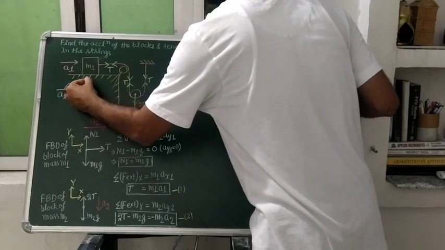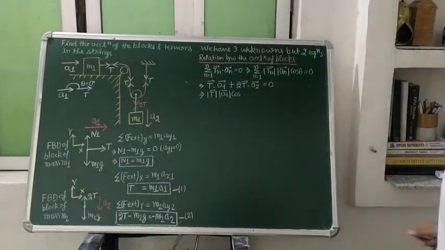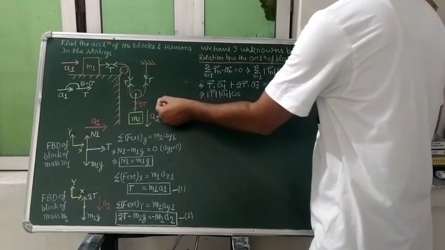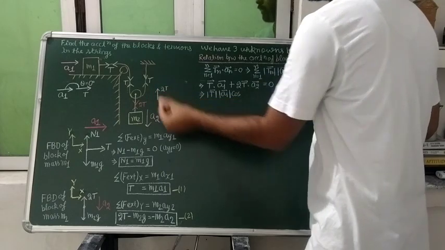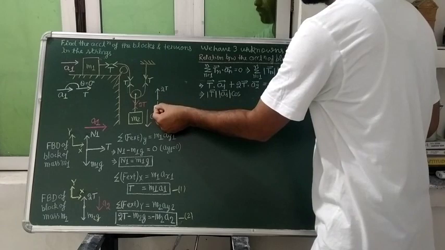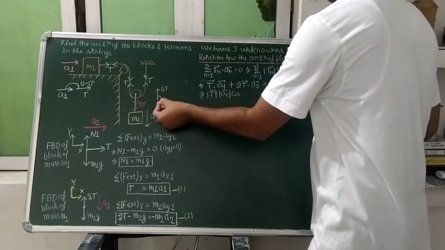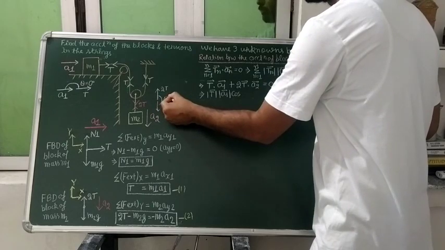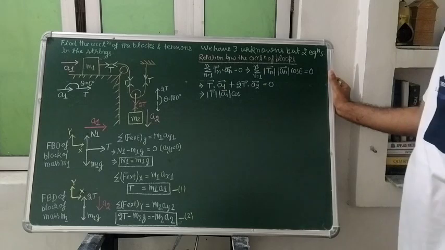So A1 is in the same direction as T, so theta is equal to 0 degrees. And here the 2T tension is upside and acceleration is in downside. So here the theta will be equal to what? 180 degrees. Isn't it, students?